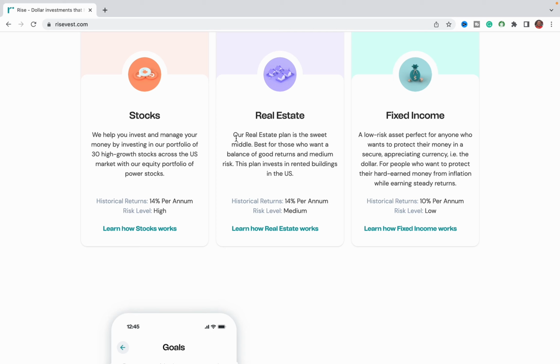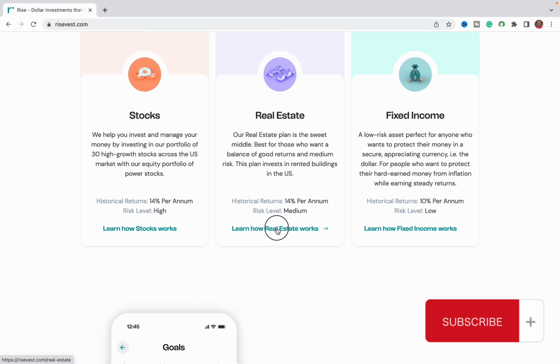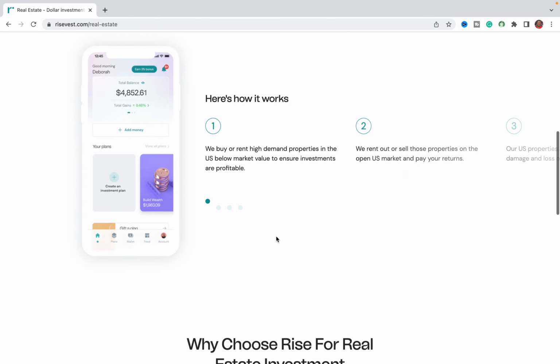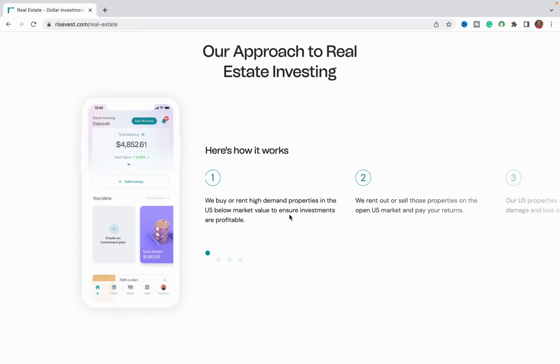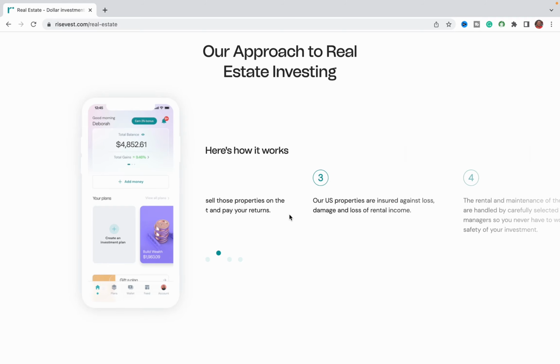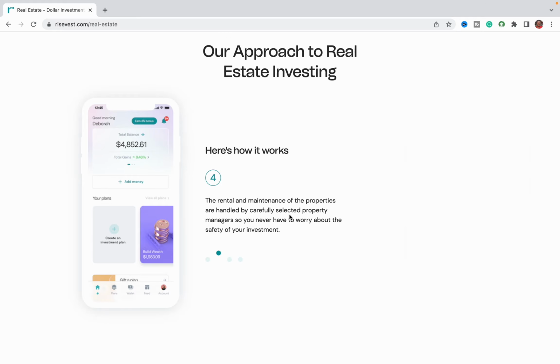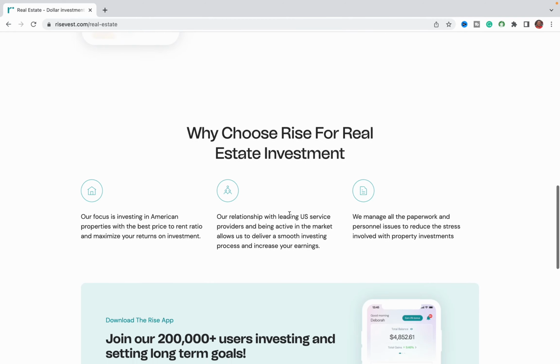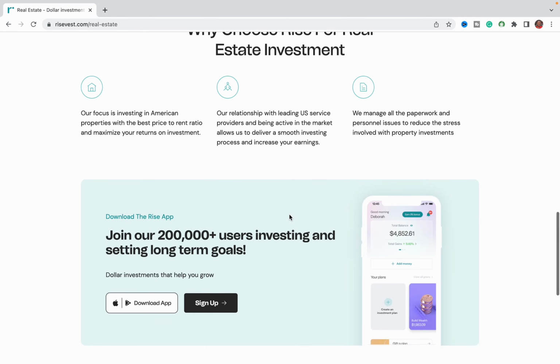So let's see what their real estate is about. Their real estate plan is a sweet middle, best for those who want a balance of good returns and medium risk. This plan invests in rented buildings in the US. Let's just read more and see what this is about. Basically, they tell you how this works. You can see number one, number two, number three, number four. So please always read about what you want to invest in. Understand what you are doing.